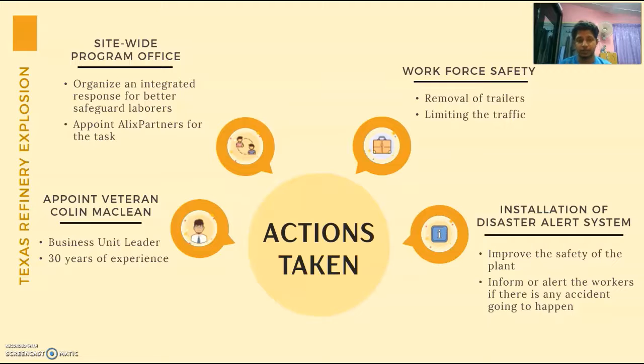Next is limiting the traffic. So the cars around the plant site have been limited, and drivers are advised to park far from the plant site. The final step is the installation of a disaster alert system. This system is to improve the safety of the plant. For example, it will alert the workers if any accident is going to happen, so that the workers can take steps to stop the accident from occurring. Therefore, a plant or an industry can be saved from any explosion or accident.